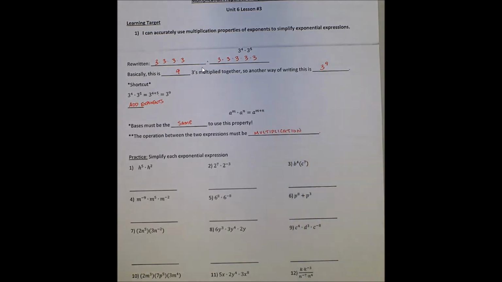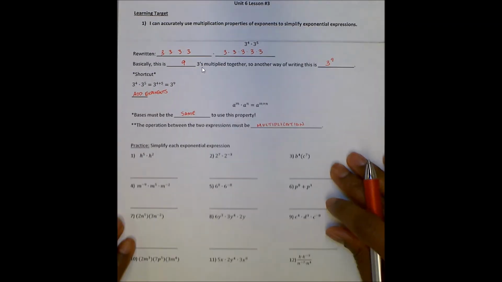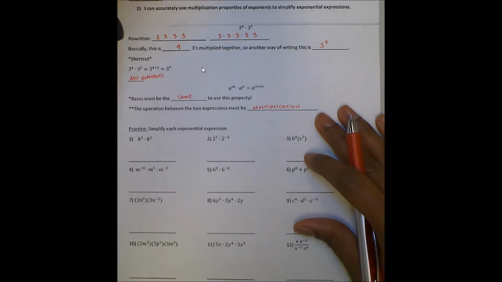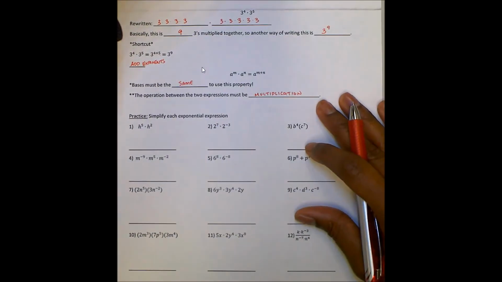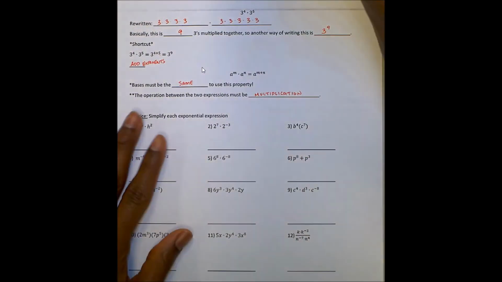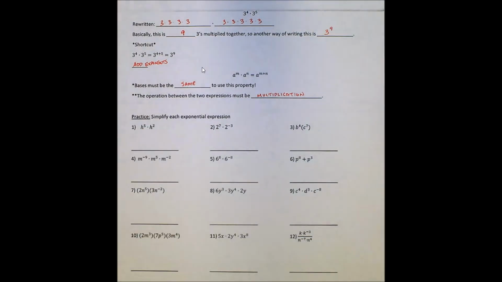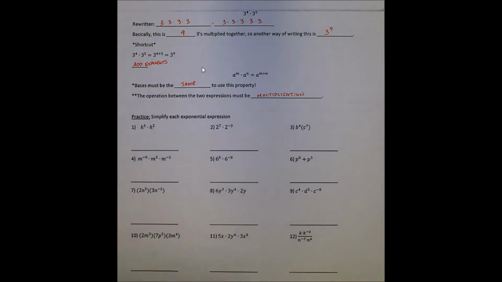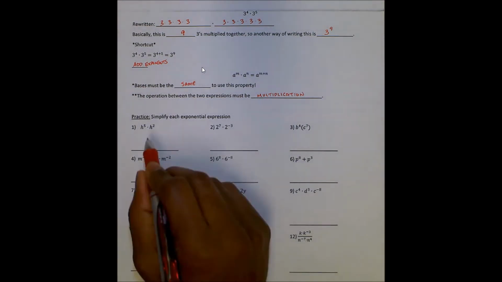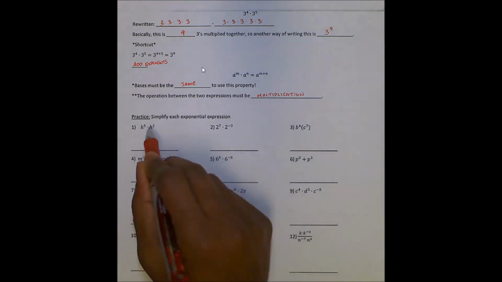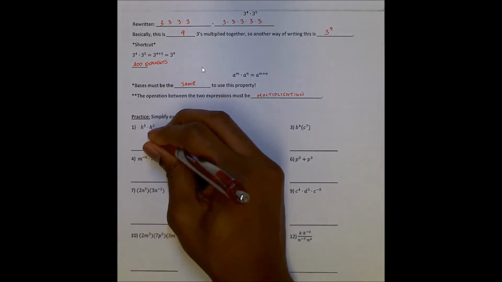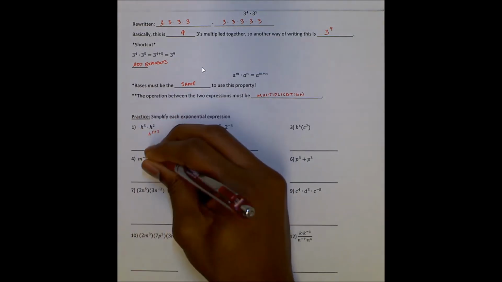Alright, so let's go through some sample problems, because that is the big idea, the learning target. We should be able to do this, and now we're going through some problems so we can see the different ways that it shows up. So we have h to the 5th times h to the 2nd. Same base, multiplication, so we can rewrite this as h to the 5 plus 2, or h to the 7th power.